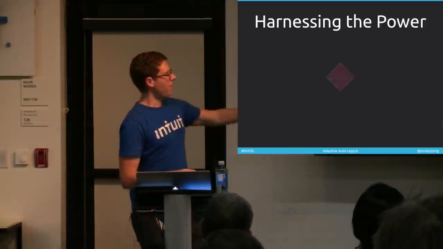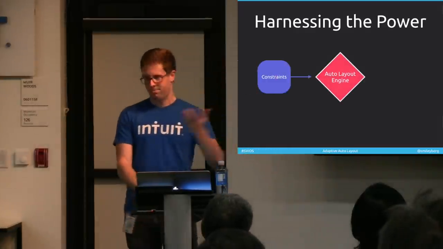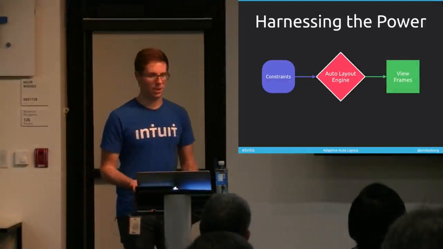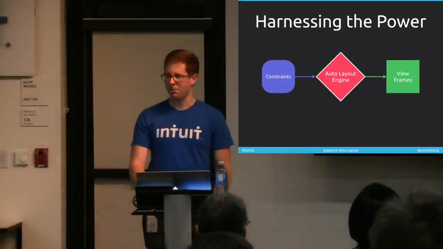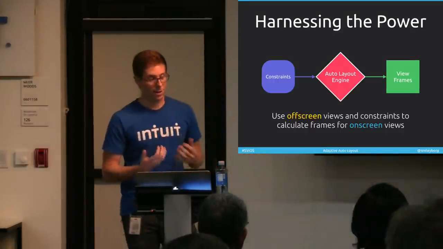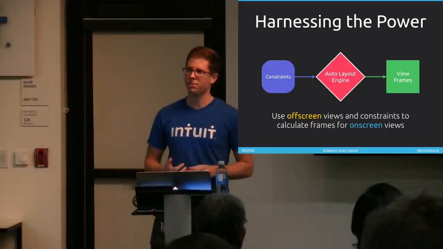So with that, I'd like to go into the last part of this talk and talk about advanced Auto Layout. This is the fun stuff. If you remember from the beginning, we started by quickly reviewing the fact that the Auto Layout engine is a very nice calculator that spits out frames for views, effectively. We put a bunch of constraints into it, and magically out pop view frames. That's basically what happens. So what I'd like to propose is that we use it in a non-traditional way. We use off-screen views and constraints to calculate frames for on-screen views.